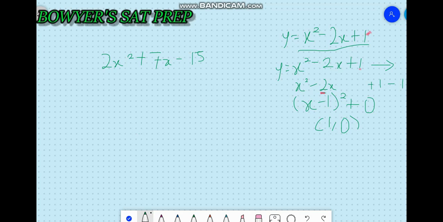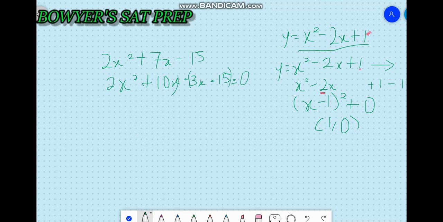Alright, so for that you can look for a number that when you multiply to a negative 15 times 2, you get negative 30, right? So you look for a number that when you add, you get positive 7. When you multiply, you get negative 30. So we're trying to split it. So we have 2x squared, and the numbers are 10x minus 3x, minus 15 is equal to 0. So we have this and this.